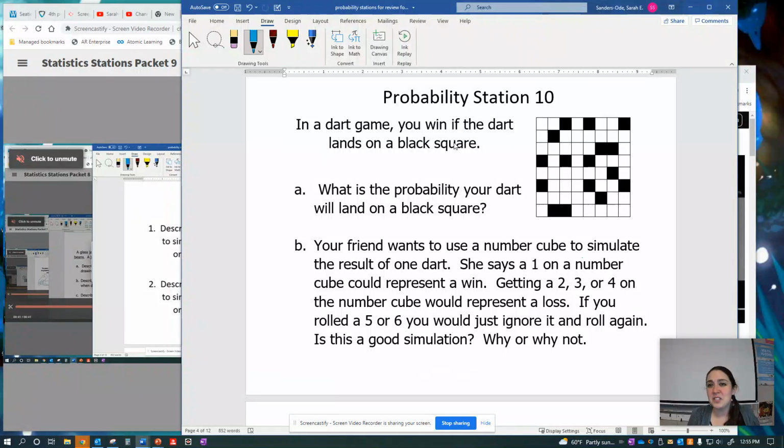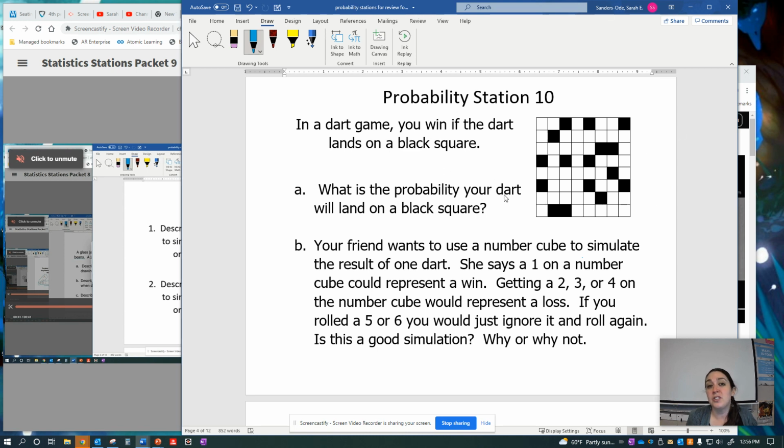Okay, this is a dart game. It's the weirdest dart game in the history of the world, but it's a dart game. So here's a grid. It has 1, 2, 3, 4... 8 by 8. So how many squares are in there? 8 times 8. 64. All right, so there's 64 total squares.